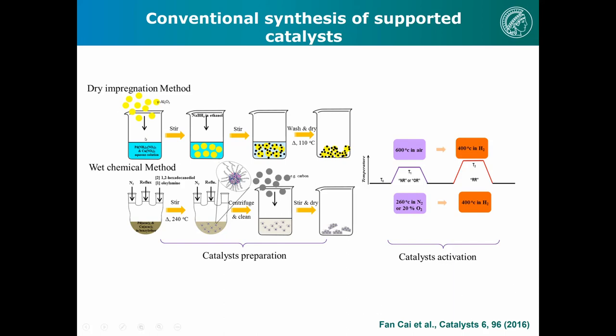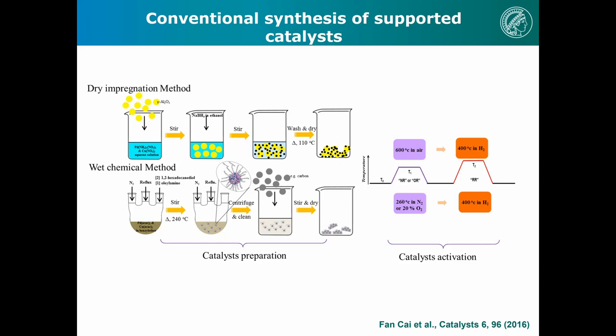We can have a dry impregnation method. We have a solution of what we want to deposit on the support. We have the support soak up all the liquid, then you wash, dry, calcine, reduce, whatever, to produce nanoparticles supported on your support oxide. You may use wet synthesis, then dry, or filter and dry. You may pre-synthesize colloids and put them on the support, dry, wash, and so on.